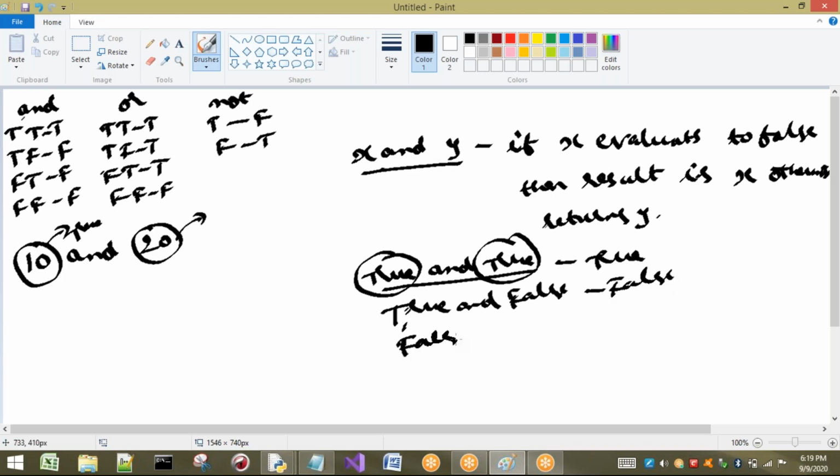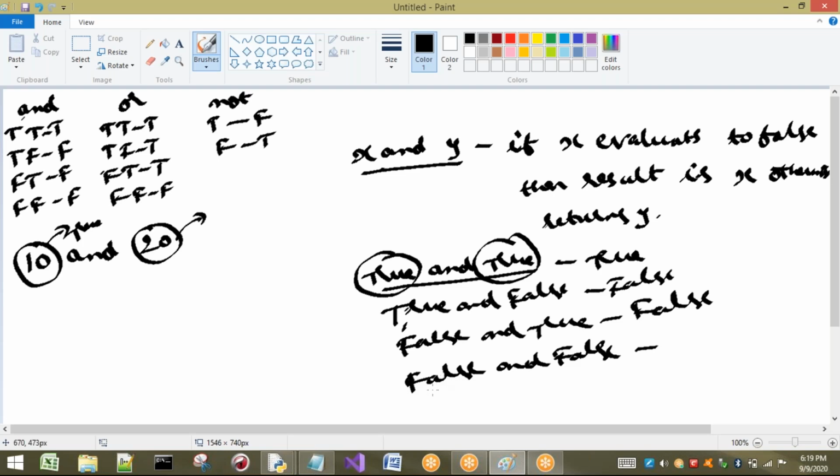Now let us take false and true. Now see, if x evaluates to false, it returns x. Is x false or not? Yes. So it returns false only. Next, false and false. I don't bother about the y value, just based on this x value I'm going to tell you. Is it true or false? False. So automatically you are going to get false only, output as x only. Don't worry if you are unable to understand this statement, but it is applicable for this concept.